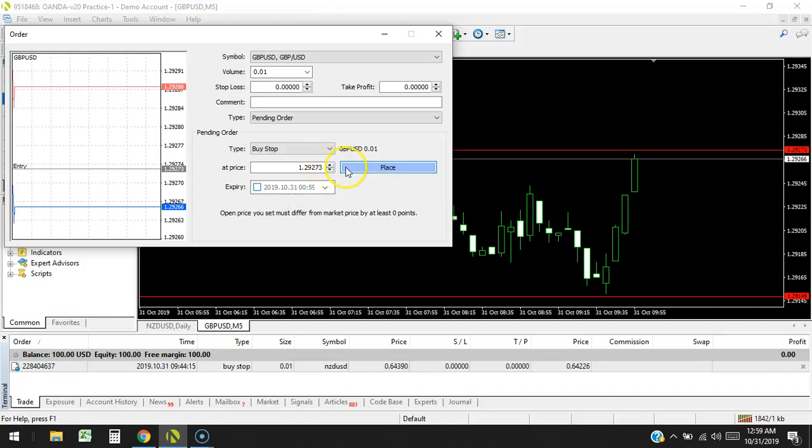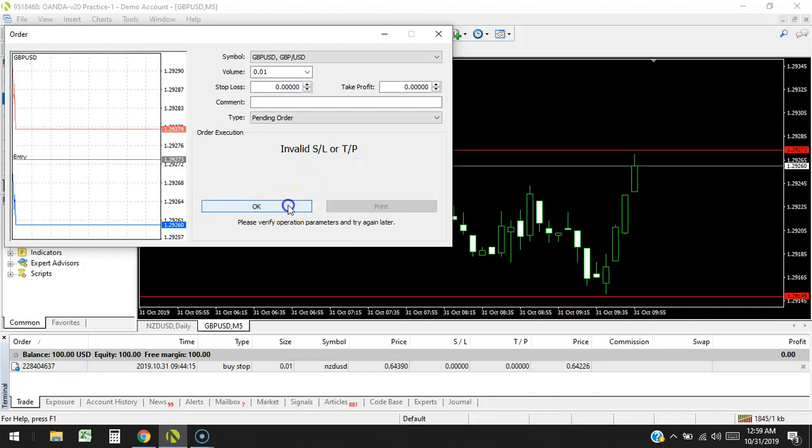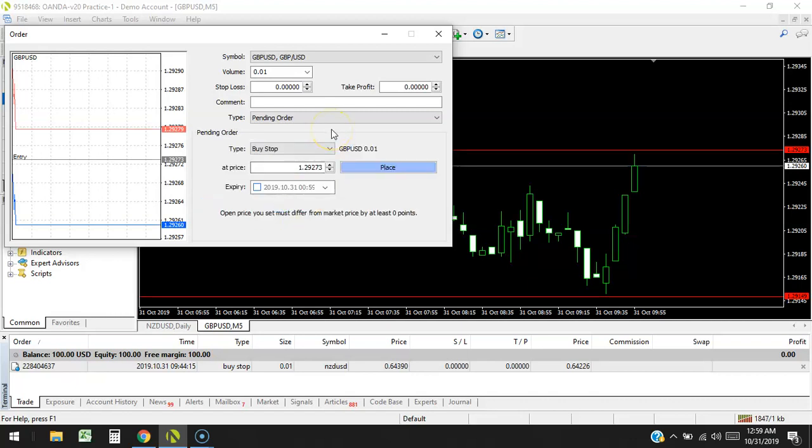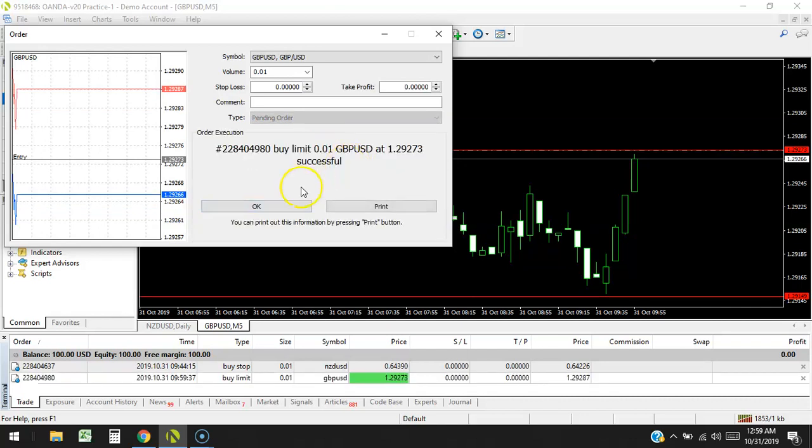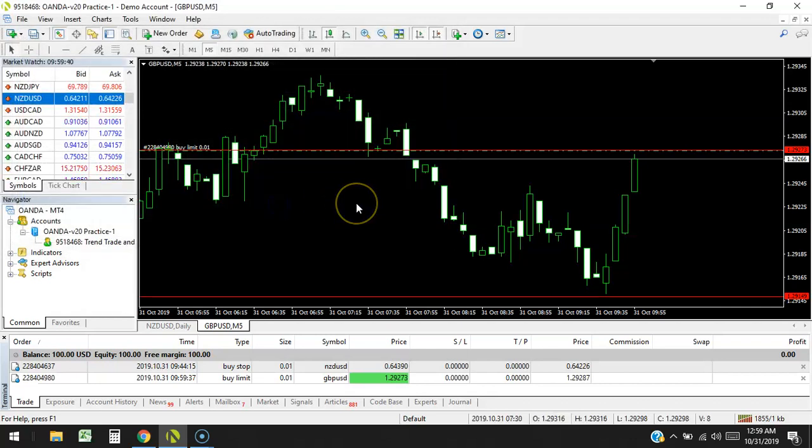Oh, hold on. What's going on here? 29273. Why is it not letting me put it in there? This ain't good, guys. This ain't good. Oh, there it is. There's a buy limit, not a buy stop. Sorry about that, guys.